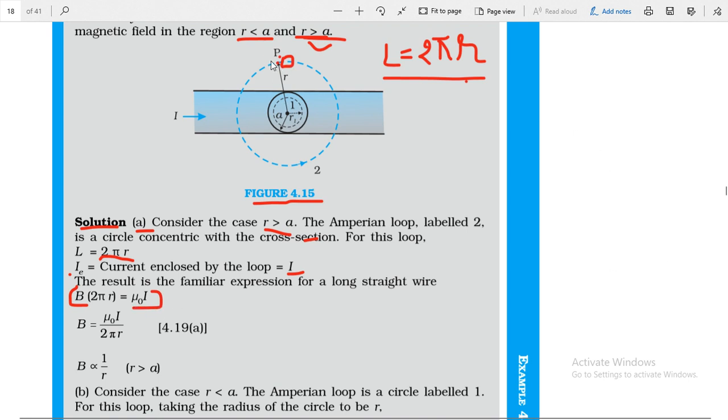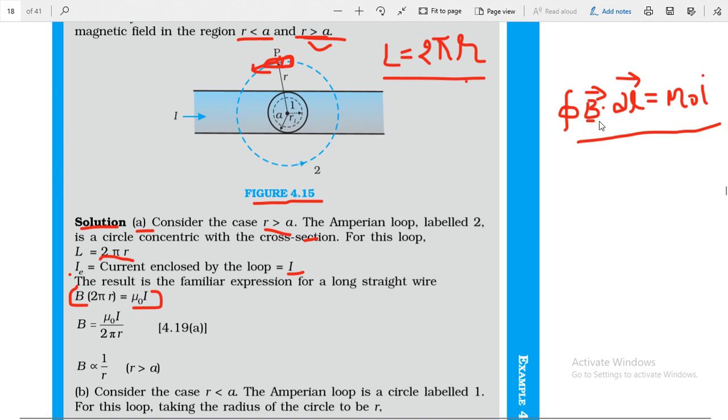So the magnetic field at any point is given in the tangential direction and the dl is also in the same direction. So if you want to write the Ampere's circuital law for this, you can write B dot dL is equal to mu naught times the current enclosed by the loop. So this is the Ampere's circuital law.